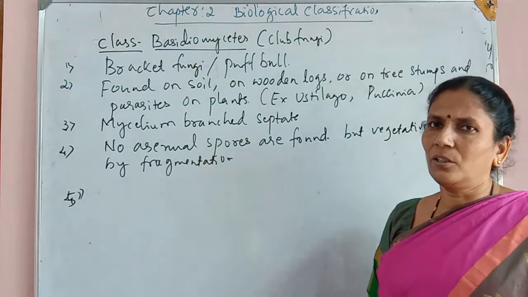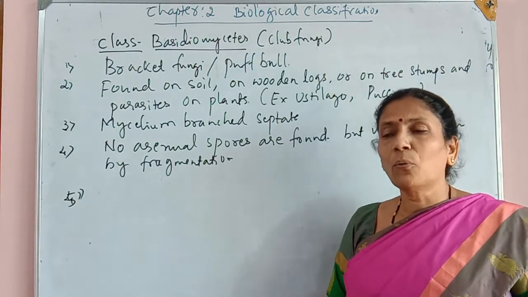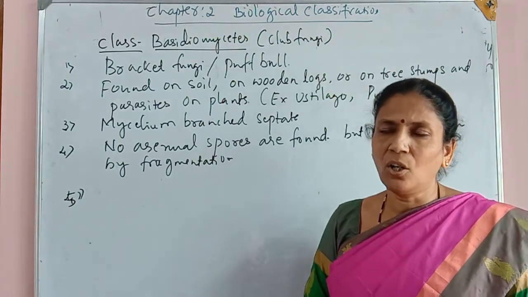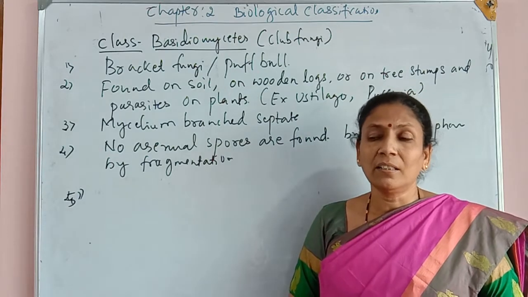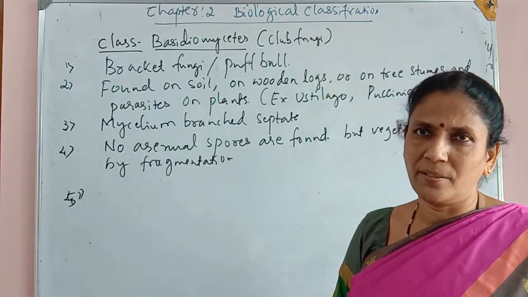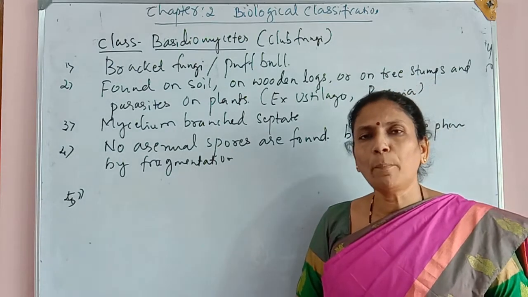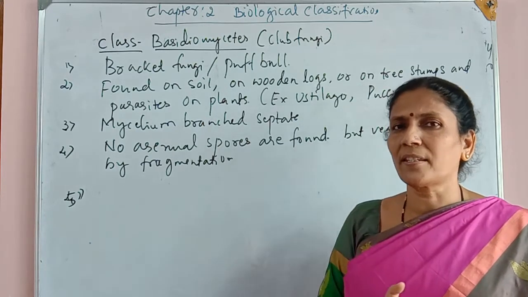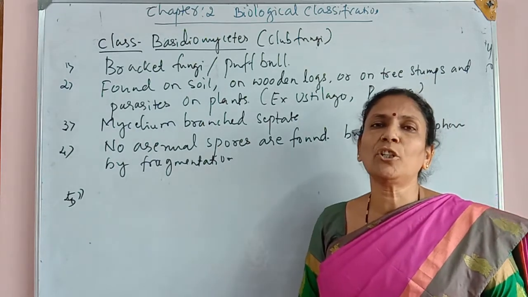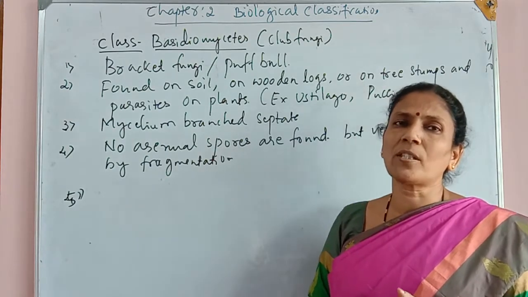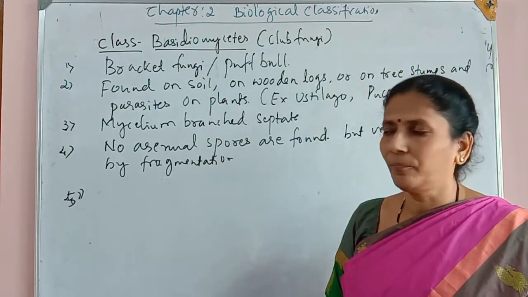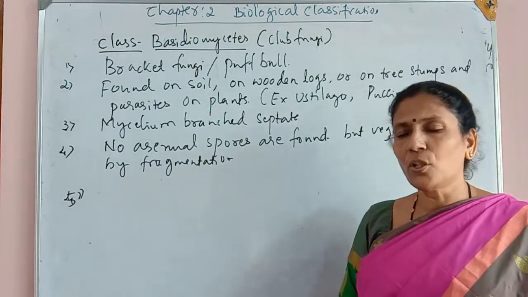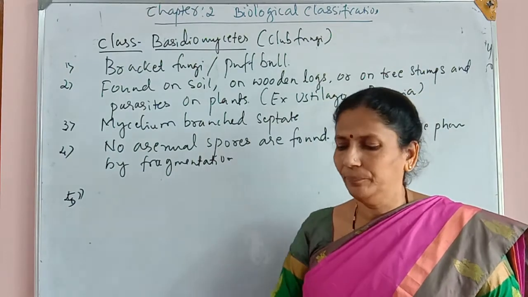Sex organs are not present, but plasmogamy takes place by the fusion of two somatic hyphae or somatic cells that leads to the dikaryotic phase, which ultimately gives rise to the basidium. Inside the basidium, karyogamy and meiosis take place and produce the basidiospores, which are produced exogenously. Now I am going to explain this whole process with the help of a diagram, so you can understand very easily.